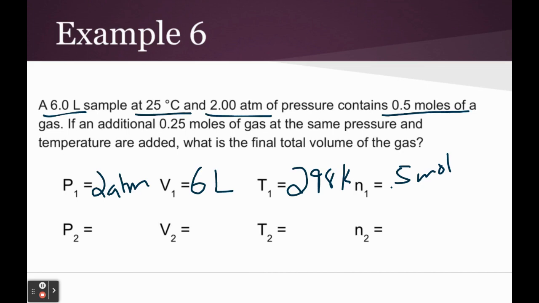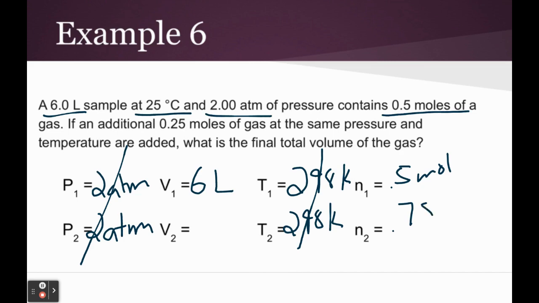Okay? So it says same pressure, so we know pressure is staying the same, and since it's staying the same, we can just cancel it out. We don't need to include that. And it also says same temperature, which is 298 Kelvin, but again, since it's not changing, we can just cancel it out. So we are adding 0.25 moles of gas to the container that already contains 0.5 moles. So our N2 is not 0.25, it's 0.75 moles because we're adding that. And we want to look for the final volume. So V2 is what we're going to be looking for.